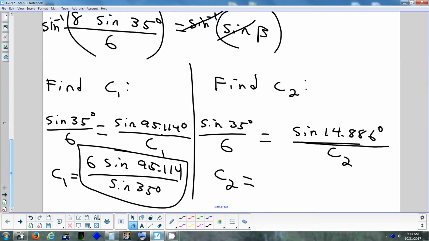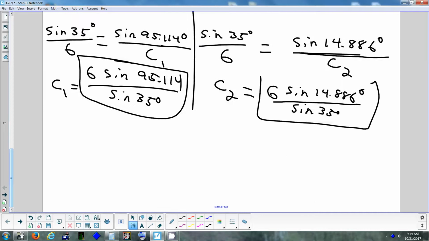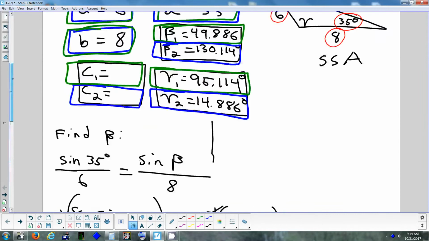And then Irene, can you tell me the same idea? Give me my fraction for C2. C2 equals 6 sine 14.886 divided by sine 35. And there's your answer for C2. Does anybody have what either one of those come out to as a decimal? Either C1 or C2? Yeah, Emily? C1 I got 10.419.